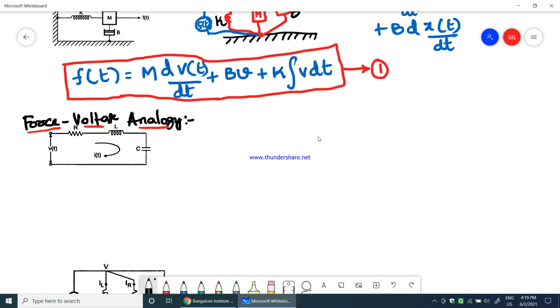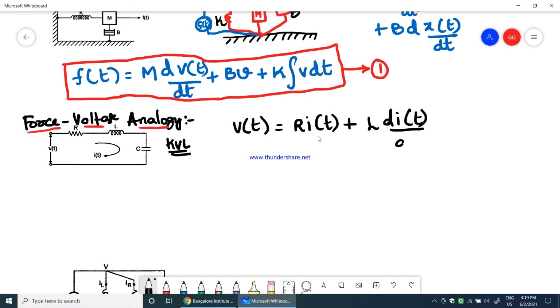So it's a KVL equation that we write. So what is that? V of t equals R into I of t, where I of t is the current flowing through the entire circuit, plus L into di of t by dt, plus 1 over C into the integration of I of t into dt.